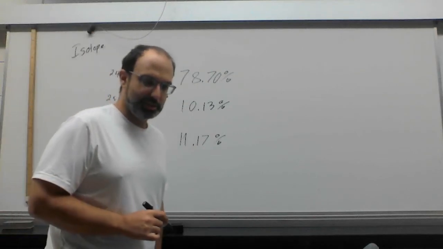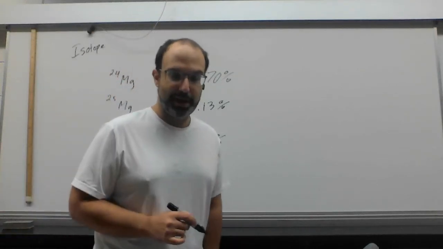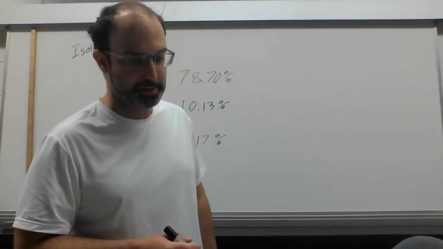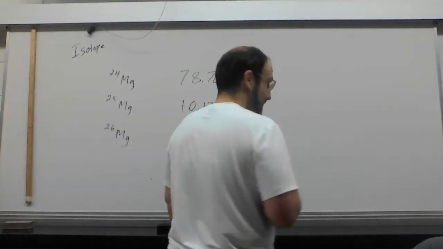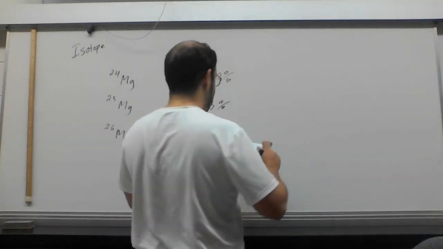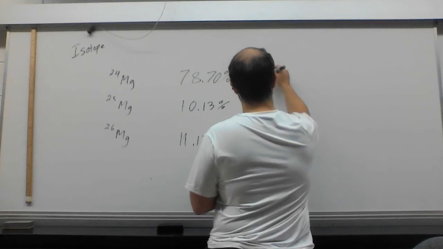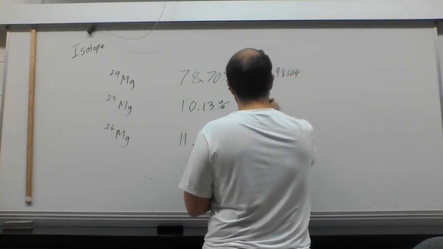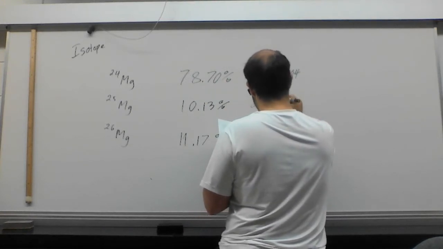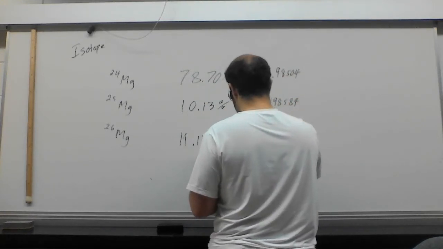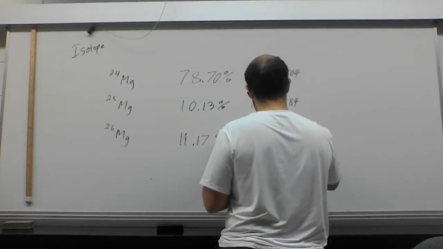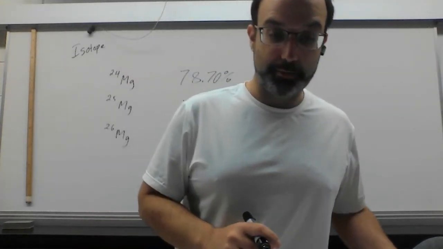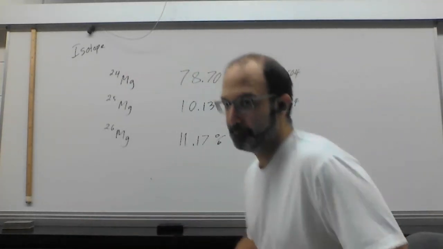The last thing they did was that they took each of these samples and they ran them through that mass spectrometer machine that I mentioned, but not really going to explain too much about. And the mass spectrometer said that this guy weighed 23.98504. Yeah, we had it down to that many decimals. 24.98584. And finally, 25.98259. Those are some accurate numbers, hopefully.